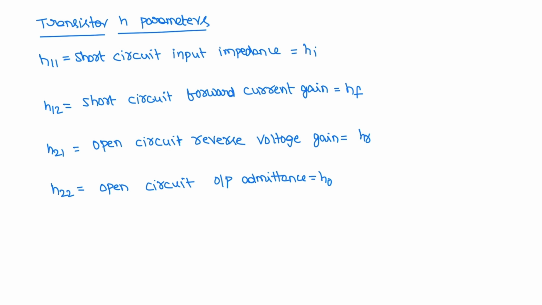Next question. In the same question, some key points are the different H parameters: H11 is short circuit input impedance, H12 is short circuit forward current gain, or HF. HR is open circuit reverse voltage gain, and HO is open circuit output admittance.